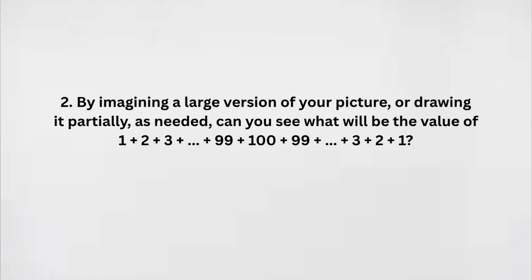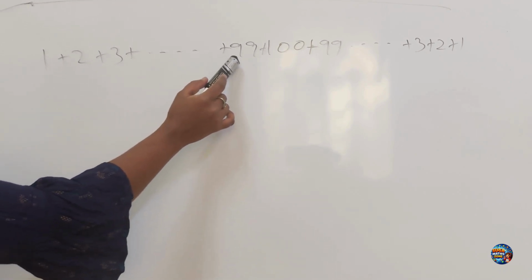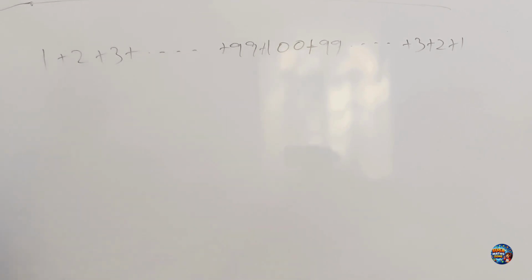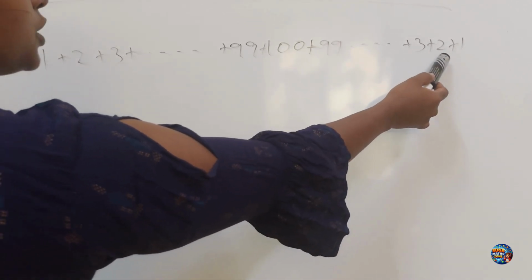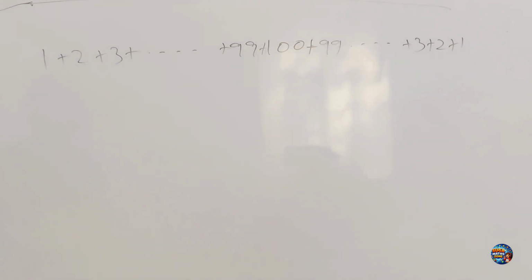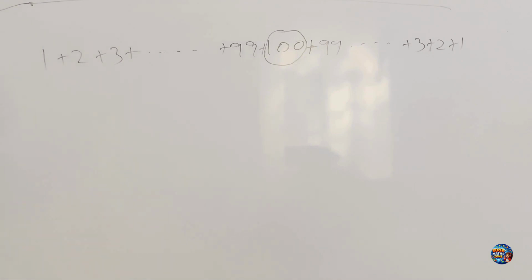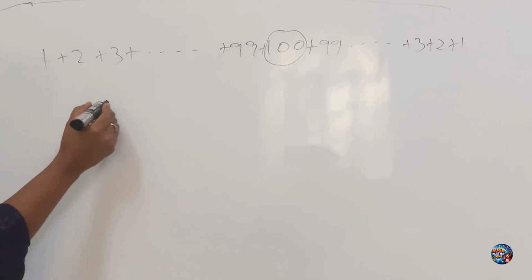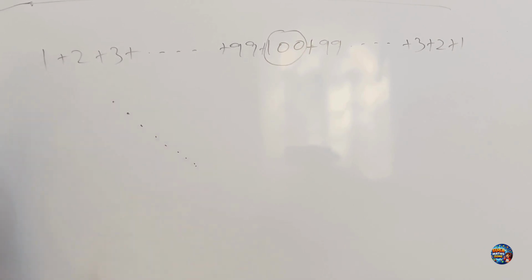The next question is, by imagining a large version of your picture or drawing it partially as needed, can you see what will be the value of 1 plus 2 plus 3 plus, and it goes up to 99 plus 100, then again it goes in down direction, 99 plus, and so on, plus 3 plus 2 plus 1. So you can see that the middle of the number is 100. So you have to make sure that the diagonal part of the dots should be 100.